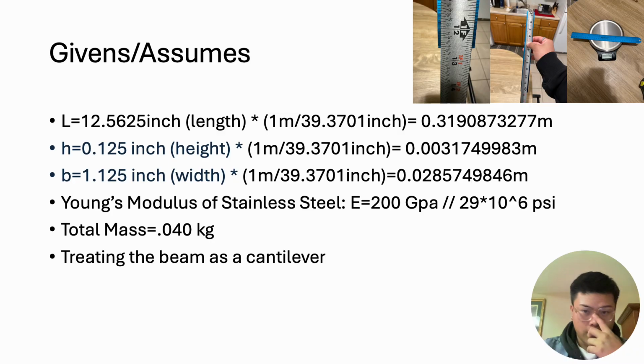Here is our object given with its mass and its dimensions. We're going to treat it as a cantilever beam because it is a rigid structure while the other end extends horizontally into space.